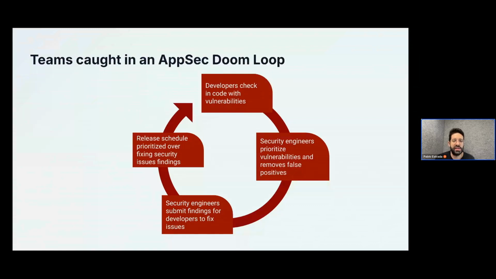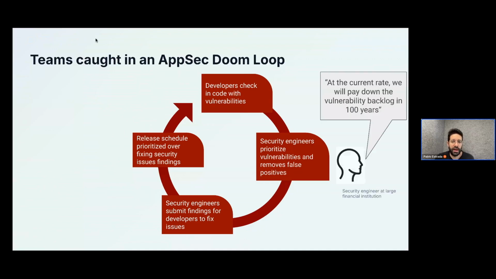Balancing this with the release schedules, which are often very important and prioritized over fixing security issues, or at least fixing all security issues. In fact, one security engineer that we talked to at a large financial institution said, well, I realized at the current rate, we will pay down the vulnerability backlog in 100 years. Given the pace of AI software development and technology progress today, I don't know what things will look like in 100 years, but definitely, I think things will have changed quite a bit.